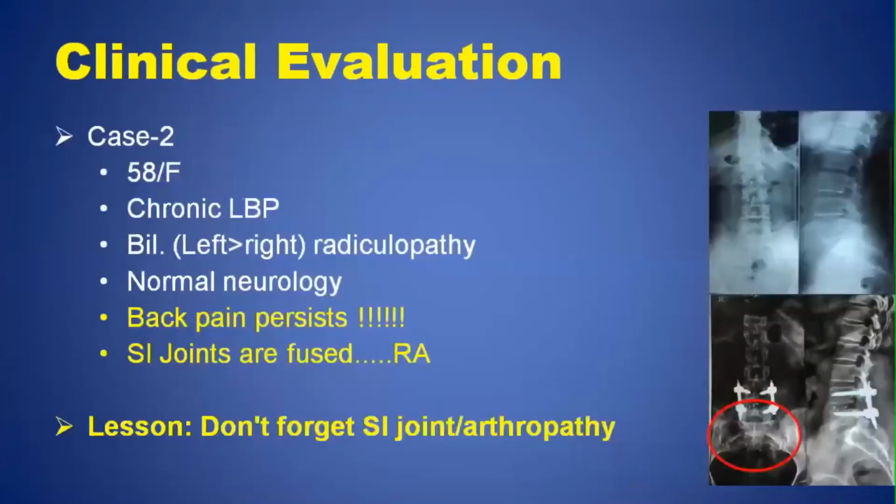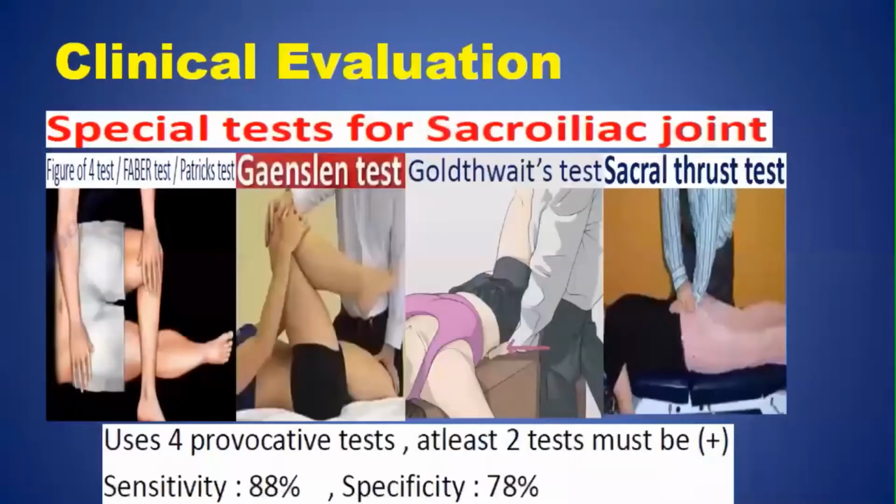Look at case scenario 2. A 58-year-old female patient with chronic low back pain since many years and bilateral radiculopathy, which is more on the left side. However, the rest of the neurology is normal, and the surgeon decided to perform a fusion surgery. However, her back pain still persisted, and ultimately she was diagnosed with rheumatoid arthritis along with a fused SI joint, the sacroiliac joint. So the lesson to learn here is don't forget sacroiliac joint and other arthropathy involvement.